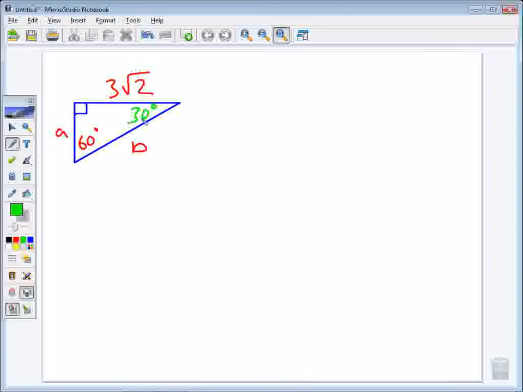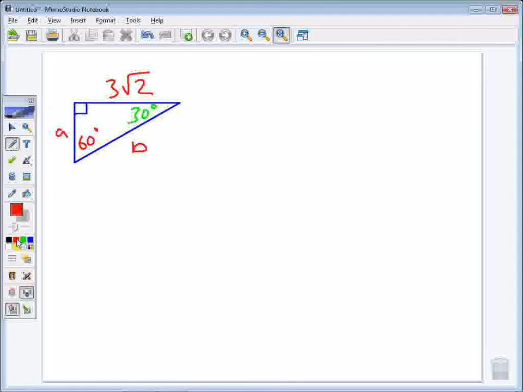Well, angle 30 is opposite from A. Since 30 is smaller than 60, I know that A is going to be my shortest leg. I know that A is my shortest leg. So, my 3 radical 2 is my longer leg. And what do I have?